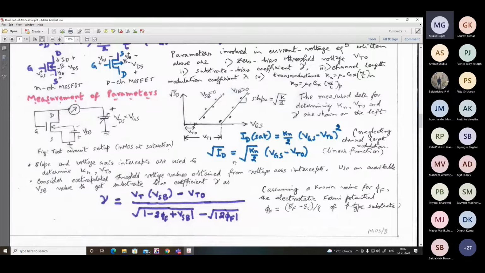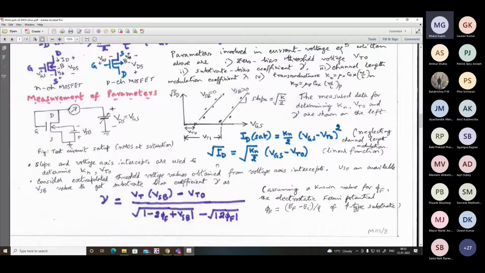So what we show here is that we are plotting the square root of current as a function of gate to source voltage for, let us say, two typical values of the source to body voltage. For one, VSB is 0. For another, VSB is some positive value. Then the other curve is slightly away from this curve towards the positive voltage axis. And why, you can easily understand.